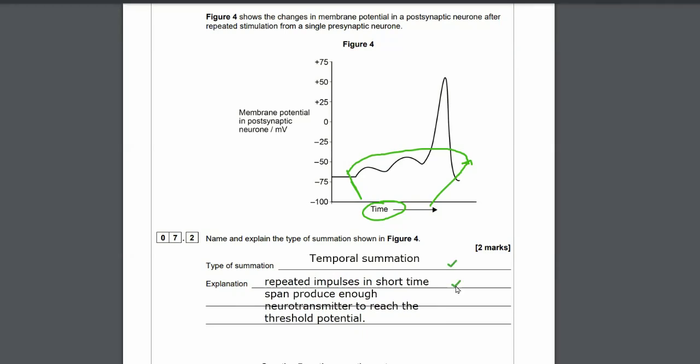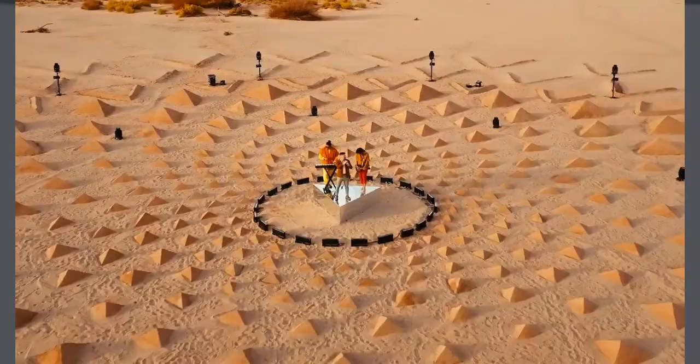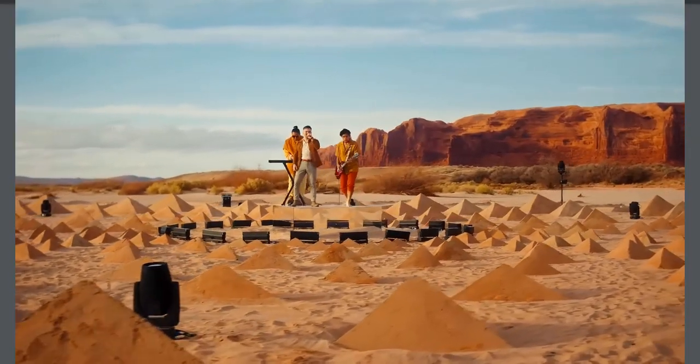The other type of summation, of course, is spatial summation. That's to do with various different presynaptic knobs all releasing neurotransmitter at the same time. It's not to do with the time frame of the release of neurotransmitter, so shortly arriving impulses. It's to do with multiple presynaptic knobs releasing their neurotransmitter, which all adds together to cause an action potential, to depolarize the postsynaptic membrane. So that's slightly different: spatial summation. Okay, keep moving on.